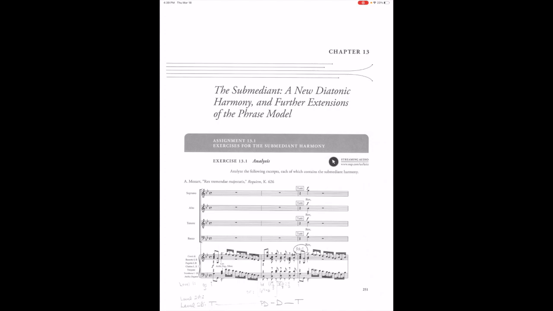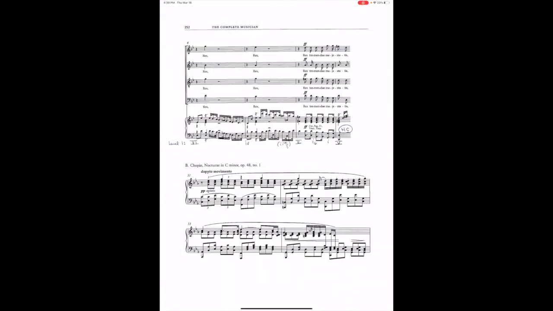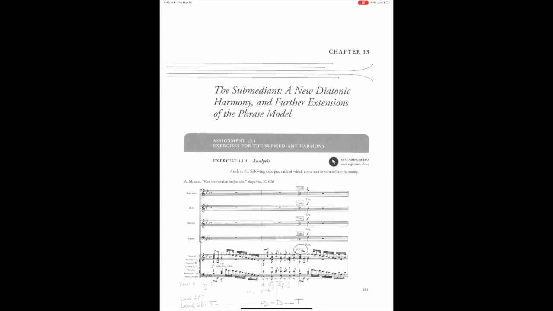Pick a part and sing along. 1, 2, 3, 4. From the page there. There you go. Sorry about the glitch with the page turn, but I think you get the idea.